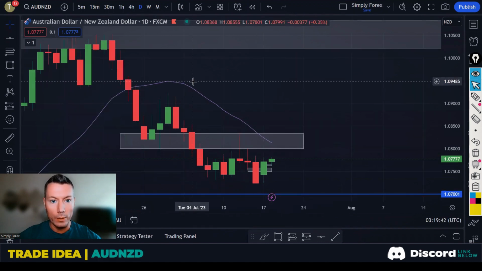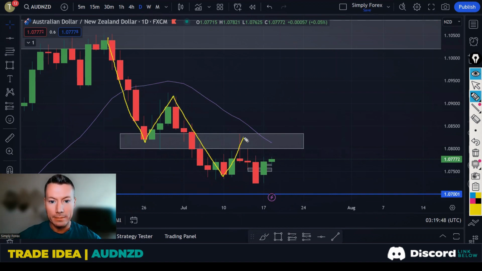And guys, I'm also still interested in Aussie dollar, New Zealand dollar. So why am I still interested in it? Well, not much has changed, guys. We are still in a downtrend: lower highs, lower lows.